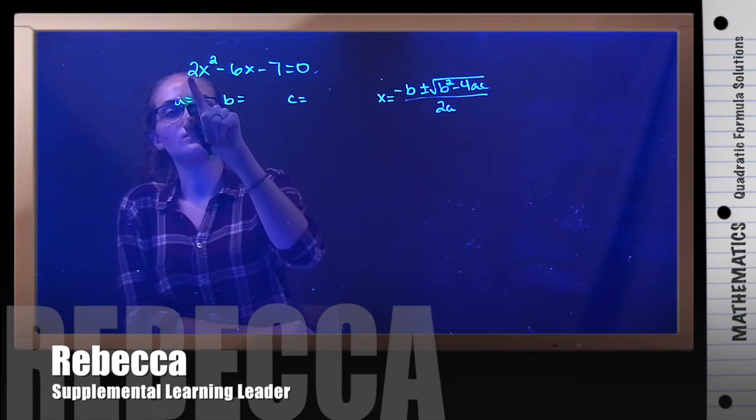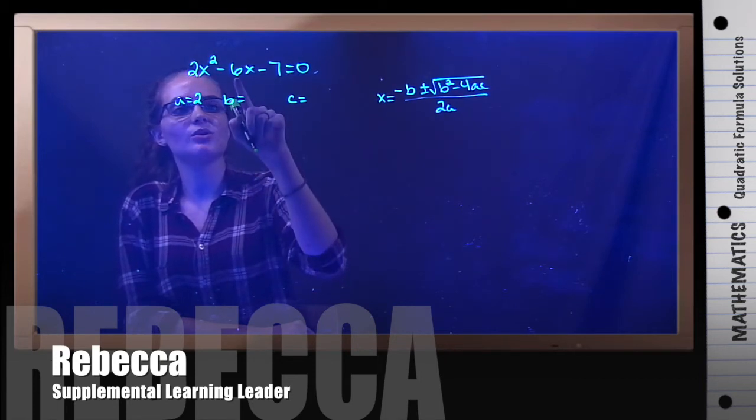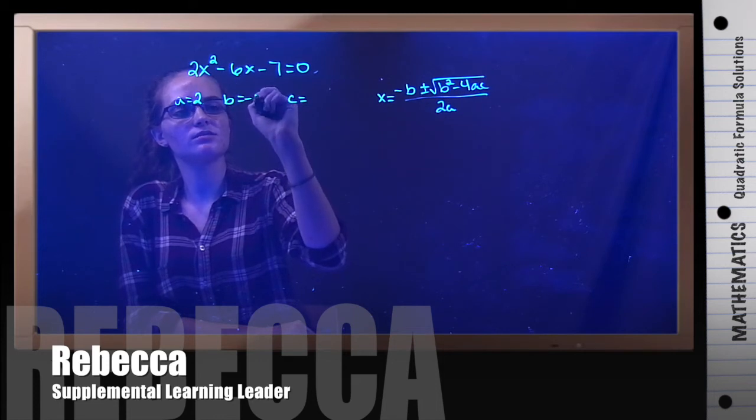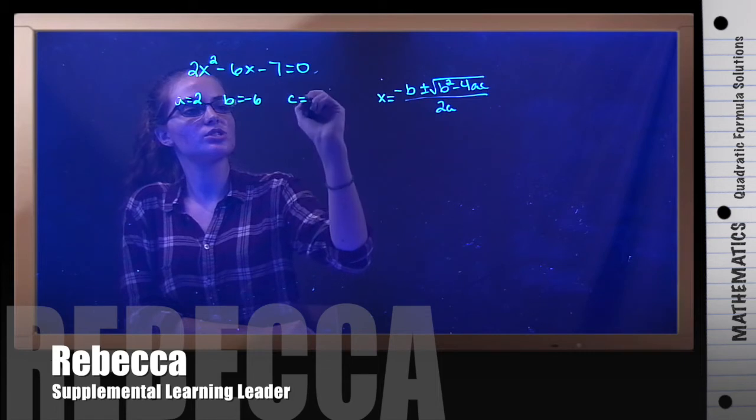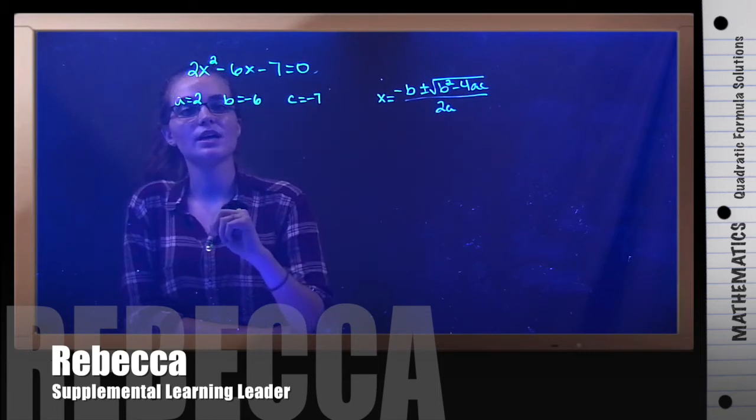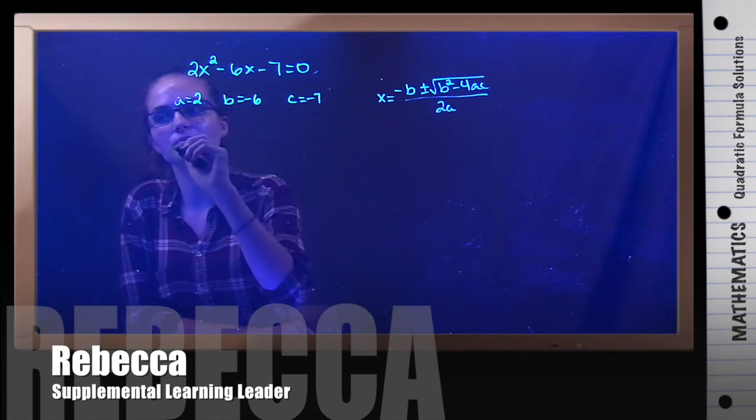Now our a is the coefficient in front of x squared, so that would be just 2. Our b is the coefficient in front of x, including the sign, so negative 6. Our c is the constant, which is negative 7. And now that we have our values for a, b, and c, we can just plug them into the formula.